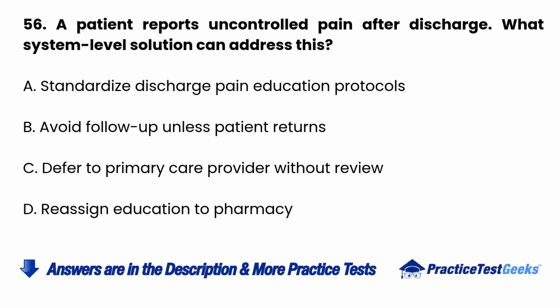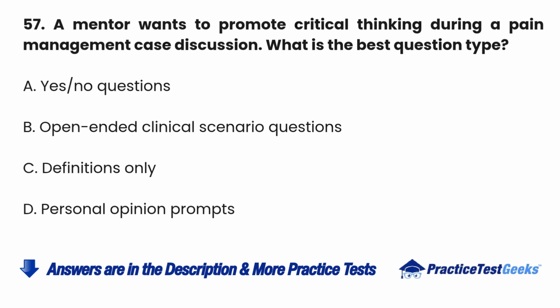56. A patient reports uncontrolled pain after discharge. What system-level solution can address this? A. Standardized discharge pain education protocols. B. Avoid follow-up unless patient returns. C. Defer to primary care provider without review. D. Reassign education to pharmacy.